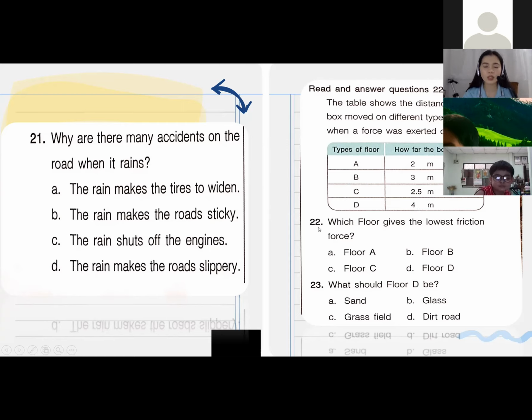Now for question 22. Which floor gives the lowest friction force? A, floor A. B, floor B. C, floor C, or D, floor D.